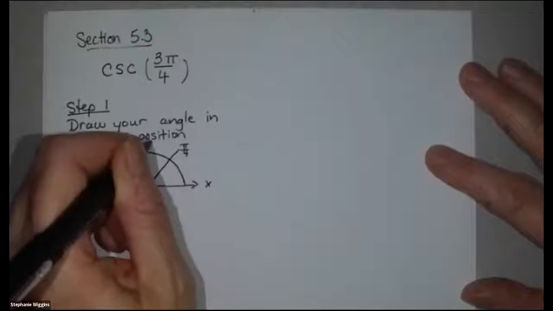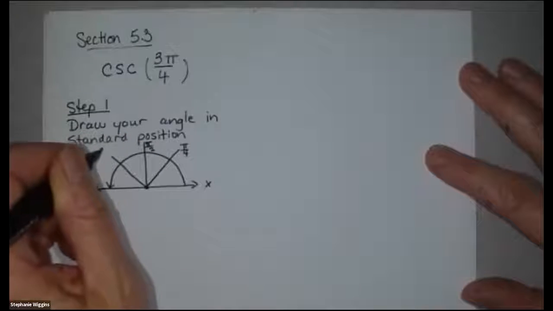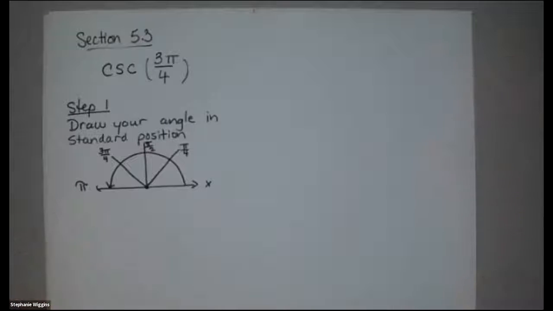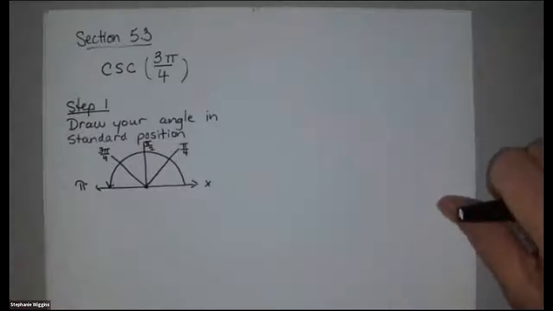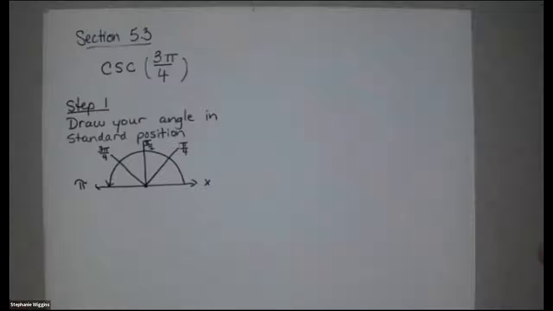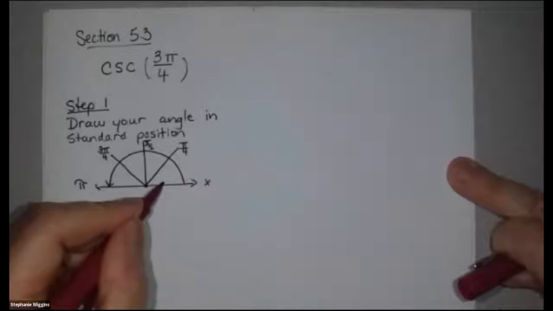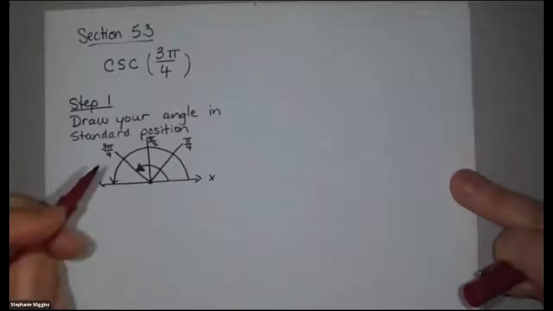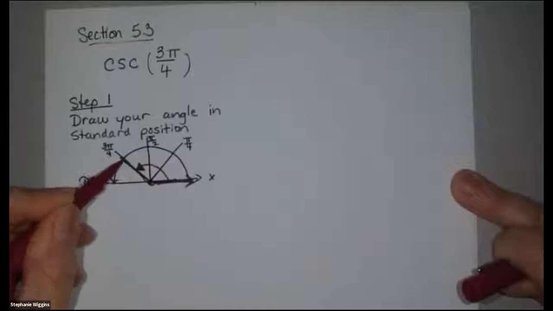This is pi over 2. And this one here is 3 pi over 4. Okay, and then of course that brings us to pi. So the angle 3 pi over 4 is depicted here in standard position, and I'm showing the rotation there with my arrow. So here's the initial side, and here is the terminal side.